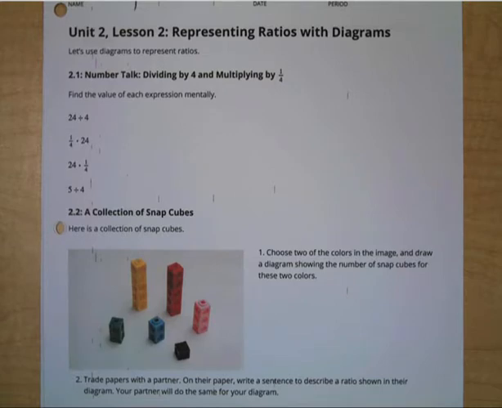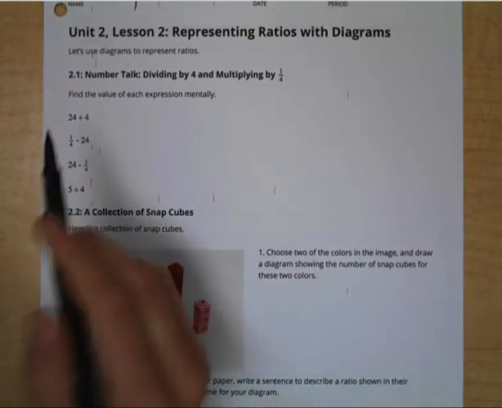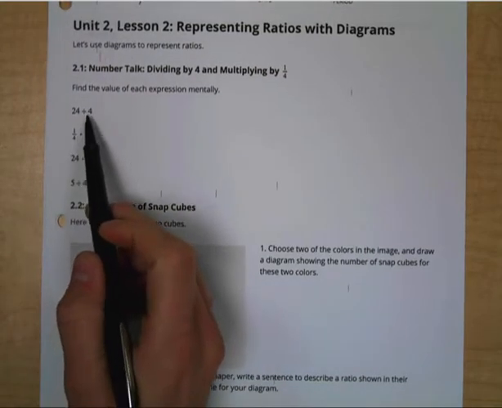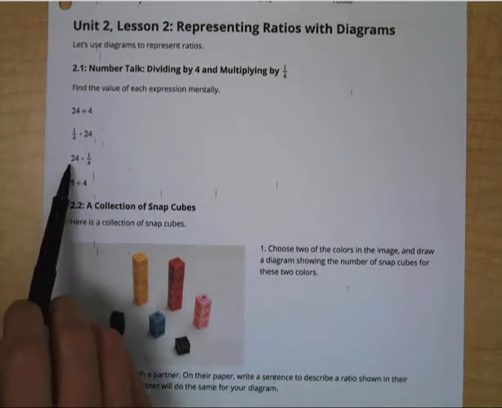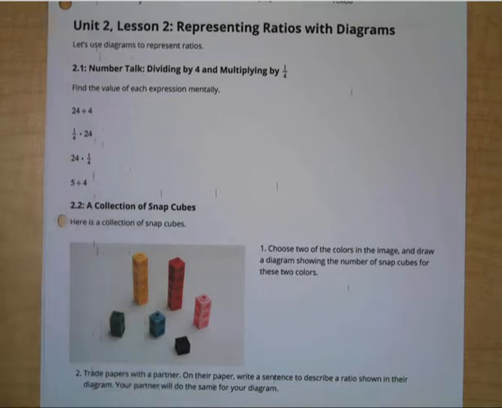So to start out, there are 4 problems that I want you to just kind of try and solve mentally. So start with 24 divided by 4 and see if you can solve that mentally. Then move on to 1/4 times 24, 24 times 1/4, and 5 divided by 4. Pause the video, take a couple minutes to figure those out, and then come back when you're ready.